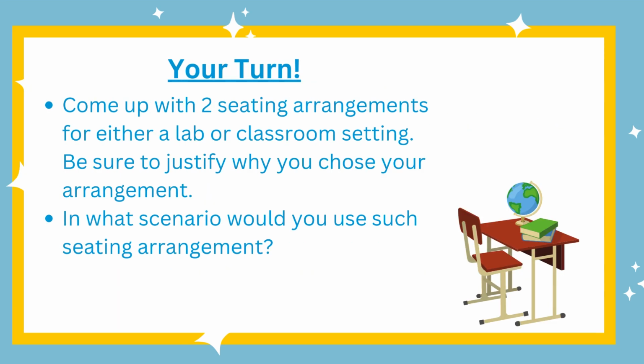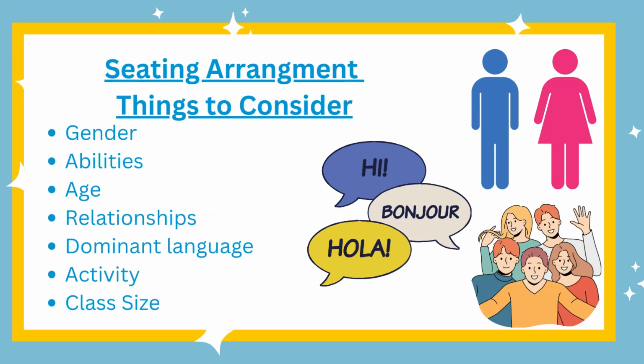Your turn. Come up with 2 seating arrangements for either a lab or classroom setting. Be sure to justify why you chose your arrangement. In what scenario would you use such seating arrangement? Consider the following factors when designing your own seating arrangement: gender, abilities, age, relationships, dominant language, activity, and class size.